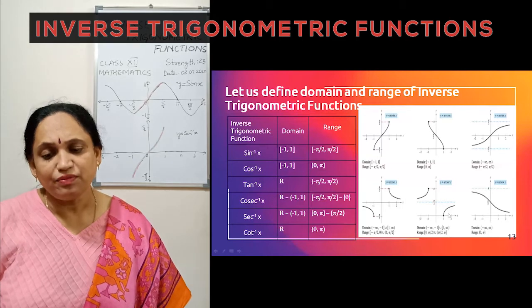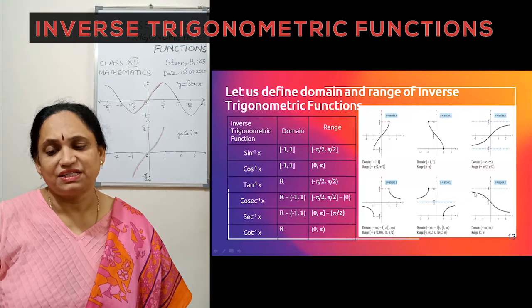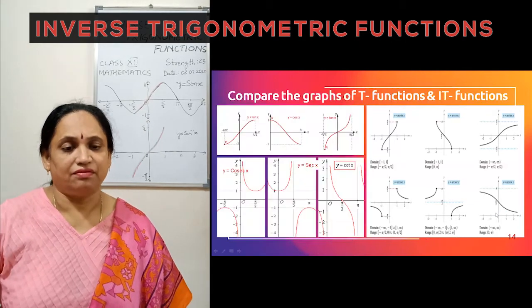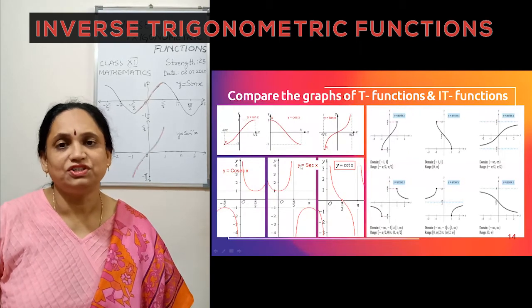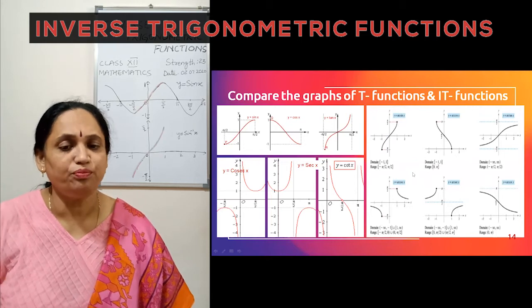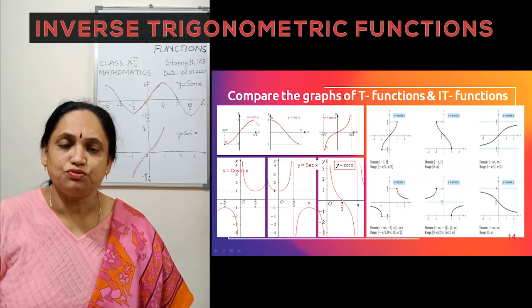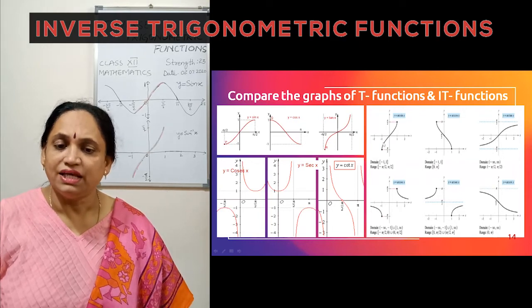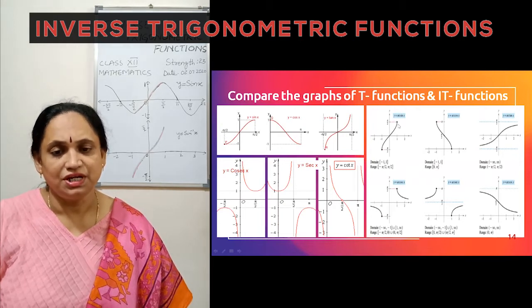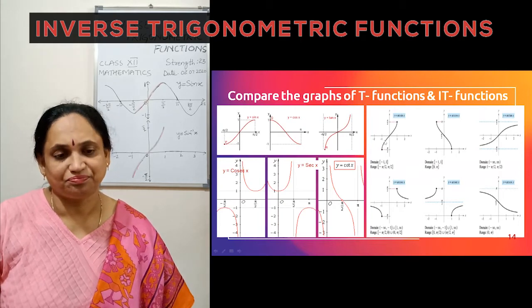You can see the same is the domain for the secant inverse function, and for the cot it is minus infinity to plus infinity. Let us compare the graphs of trigonometric functions and their inverse. The next slide gives you a very clear picture of how the sine function is restricted to one branch, and hence we get a sine inverse function restricted to the same branch, and it is satisfying the horizontal line test.